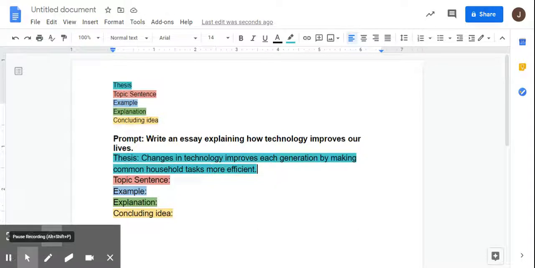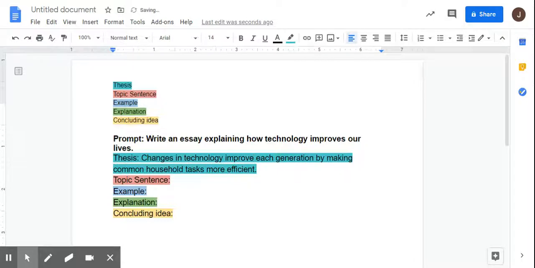All right, so I have typed my thesis here. It says, changes in technology improves, although that should say improve because changes is plural. Changes in technology improve each generation by making common household tasks more efficient. So I used the word improve here from the prompt. I'd initially written impact, but I realized that impact could still be negative, so I made sure that I focused on the positive and put the word improve there. So changes in technology improve each generation by making common household tasks more efficient.